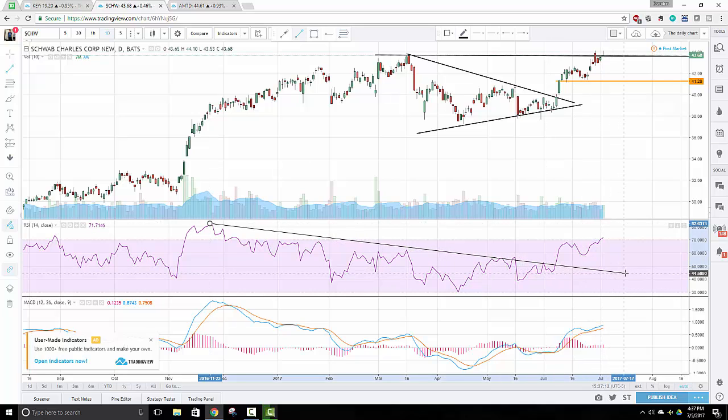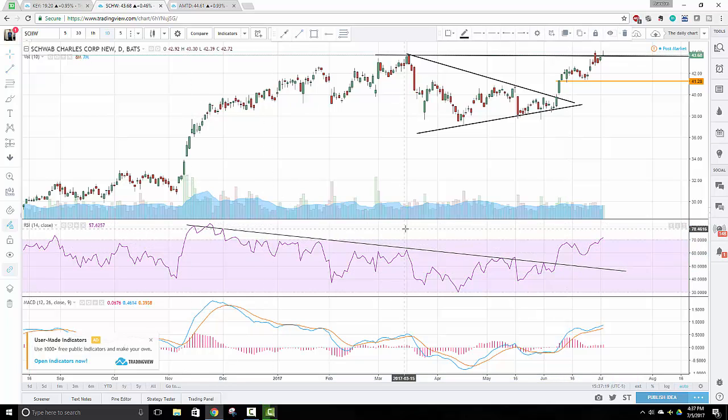And I'm drawing everything real time here. Nothing here is voodoo magic or anything. We're going for 3 points of contact on this RSI trend line. If we don't have it, we're not drawing it. So this is the trend line I'm drawing.